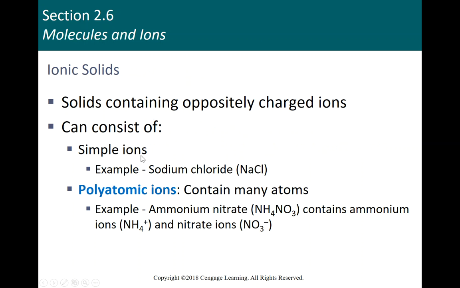Ionic solids can be composed of simple ions, like the example we just talked about. Sodium chloride has a sodium ion plus a chloride ion. But ionic compounds can also be composed of polyatomic ions, and polyatomic ions, within themselves, behave very much like a molecule where they're bound together with covalent bonds, but as a whole, they're either deficient of electrons or have additional electrons. And so an example of a polyatomic ion compound is ammonium nitrate.